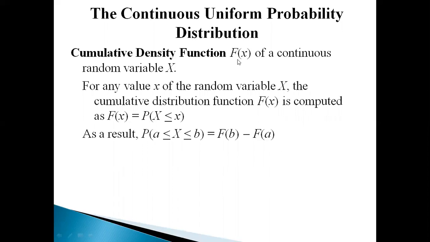Now we have a cumulative distribution function, capital F of x, of a continuous random variable x. For any value, little x, of the random variable capital X, the cumulative distribution function F of x is computed as F of x equals the probability that X is less than or equal to x. And so therefore, the probability that x is greater than or equal to a and less than or equal to b is equal to F of b minus F of a. So we're just taking the upper minus the lower. We're just converting this into the F of whatever, using the b minus the a.